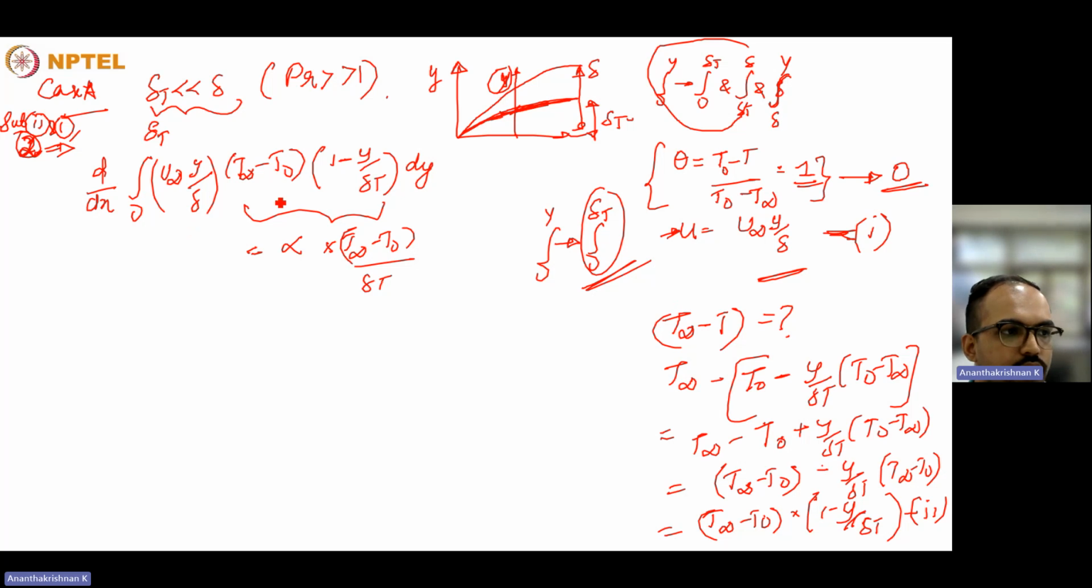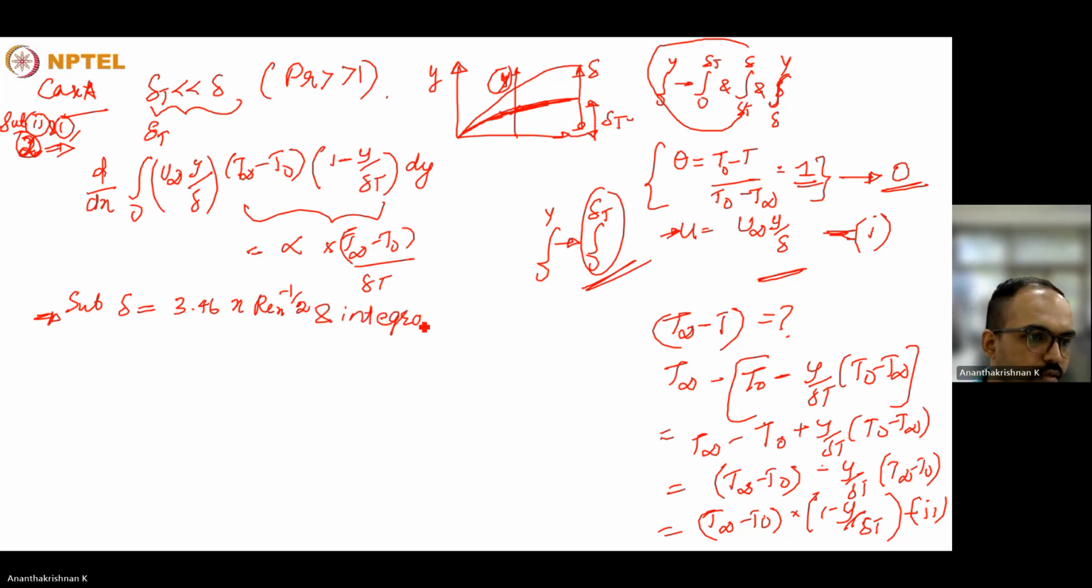So the equation has got delta and delta T. In order to reduce it in the form of delta T, you have to substitute the value of delta that is given in the problem. Therefore, substituting the value of delta equal to 3.46 x Rex raised to minus 1 by 2 in this equation, and then doing the integration.